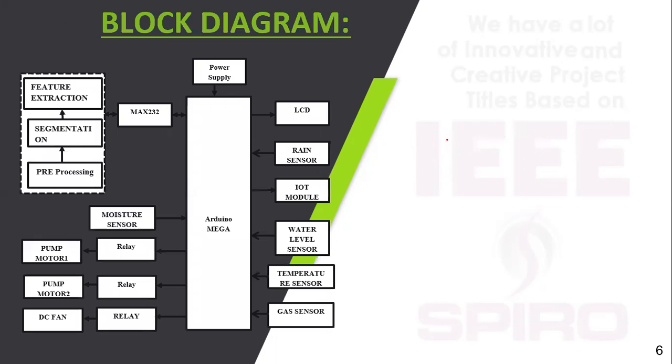This is the block diagram. Here you can see the rain sensor, water level, temperature, and gas. Using this, it will check whether water is there, and after that it will use the pump motor function to pump the water from the motors.